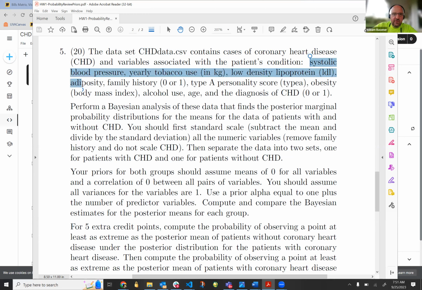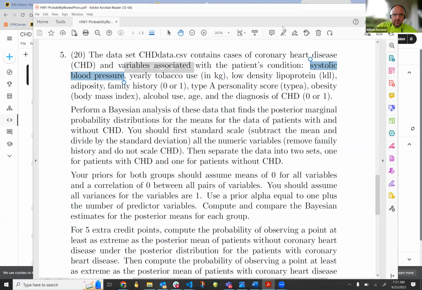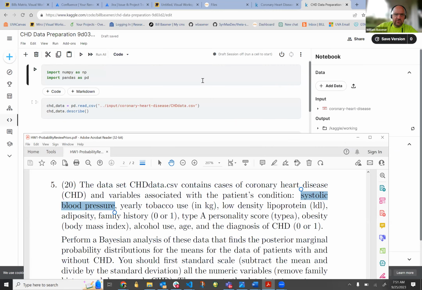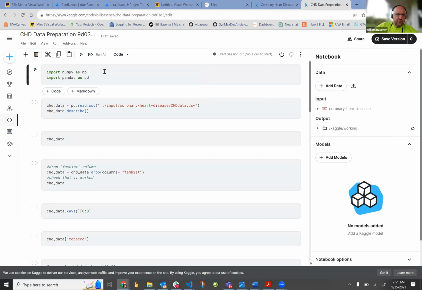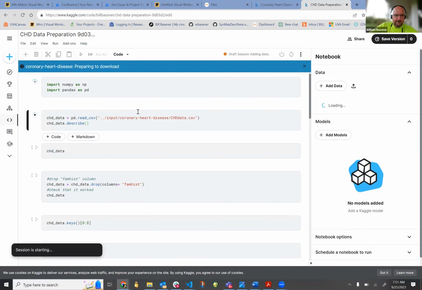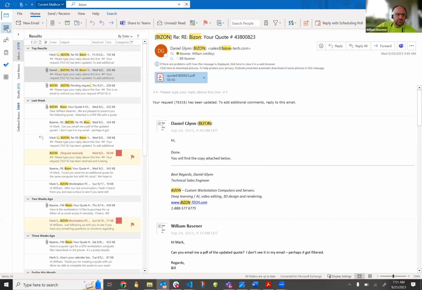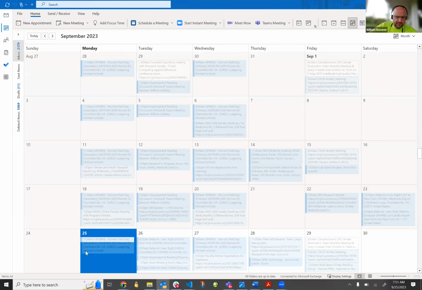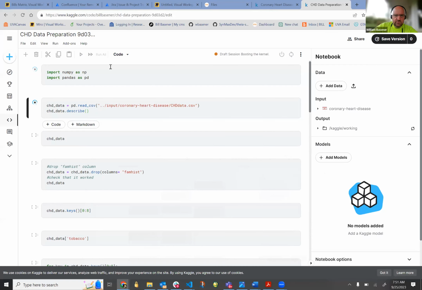So, okay, we have systolic blood pressure. Let's go through and see this and see where it's opened up. So we're going to import NumPy and Pandas. You should be used to importing those. This reads the CHD data and sets it up. So let's execute this. And then that. Okay.